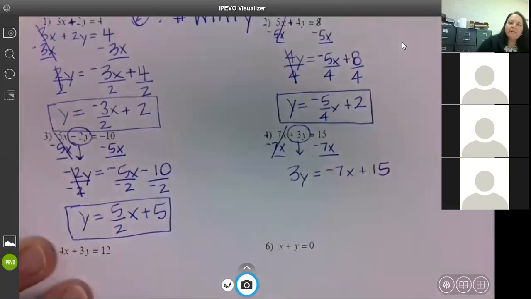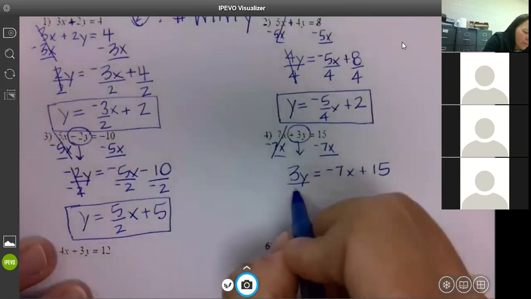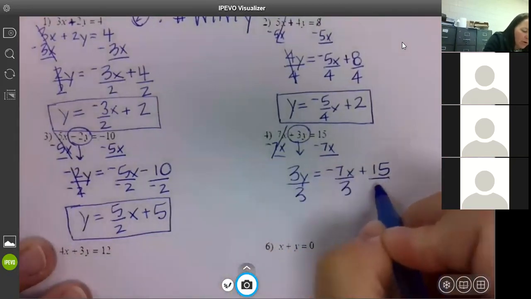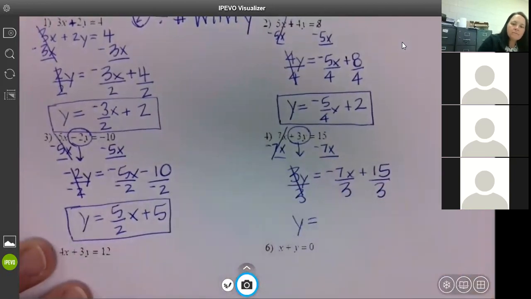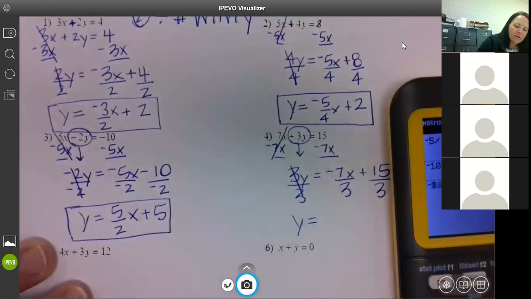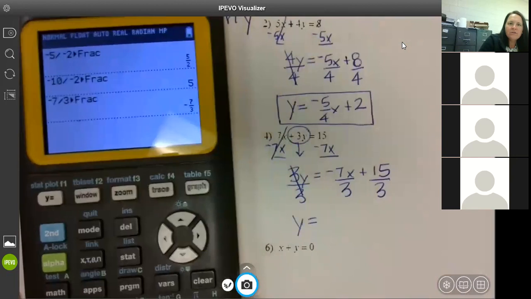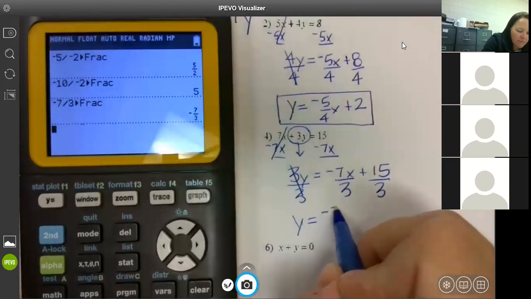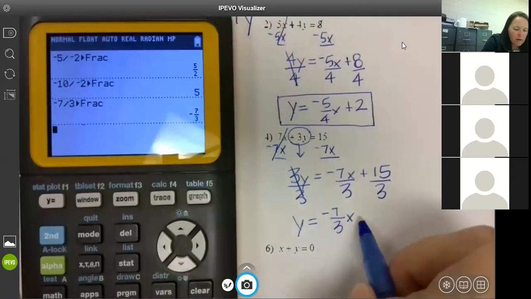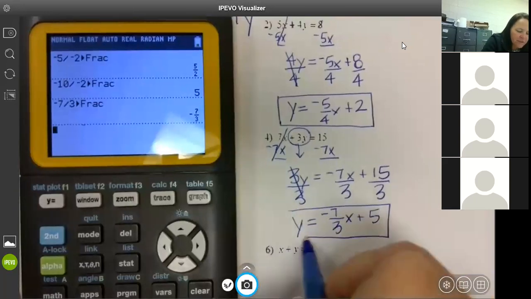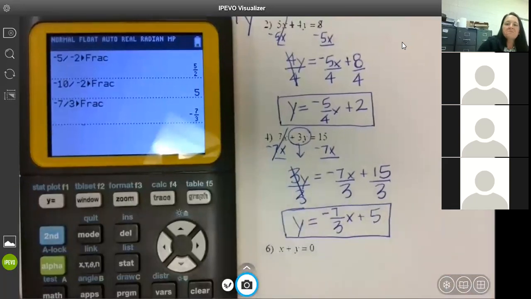Somebody else, what's my next step? Divide everything by 3. Perfect. So there's my y equals. Again, you can go back to your calculator. If you already know that it won't reduce or you know how to reduce it, you don't have to. So this one did not, so it stays the same. And then what's 15 divided by 3? 5. You don't have to use your calculator for that unless you just absolutely want to check it out. And that's it.